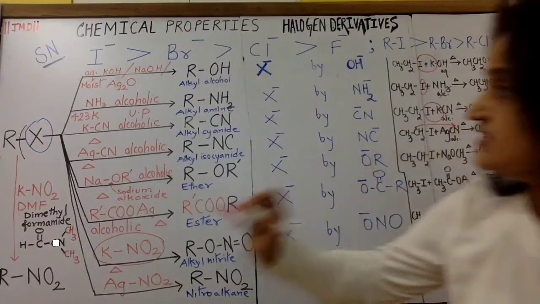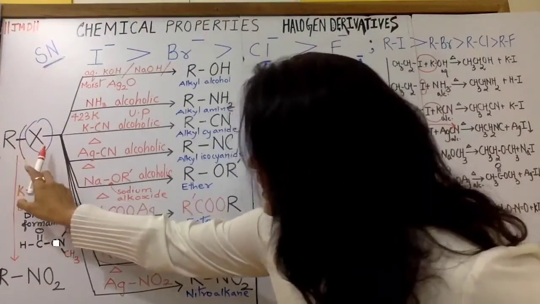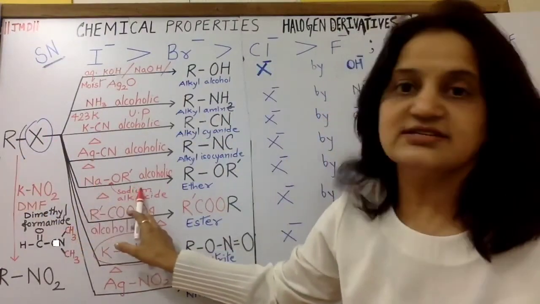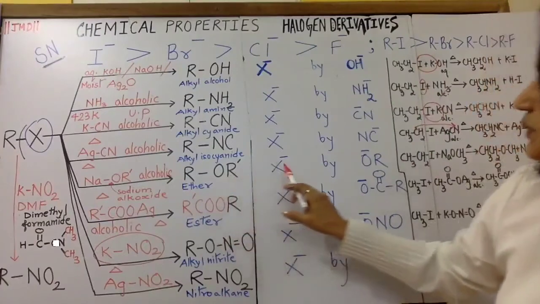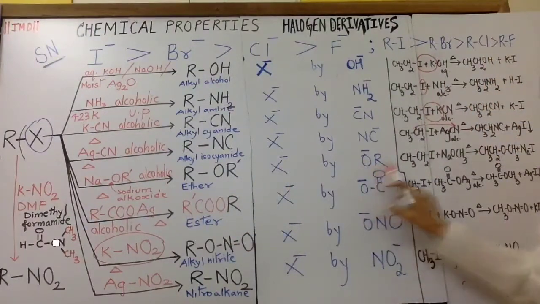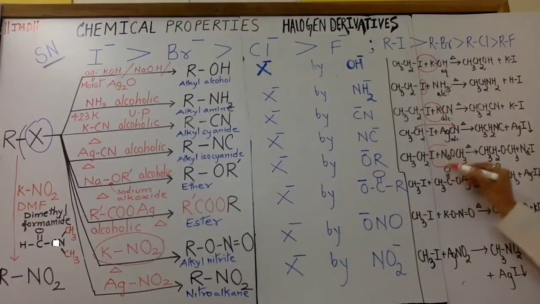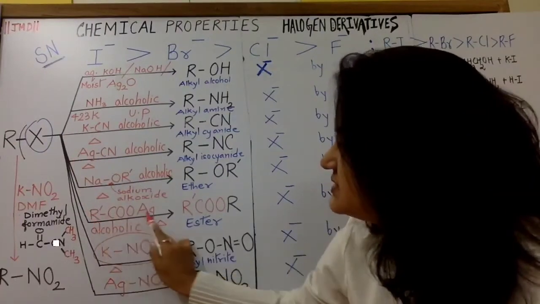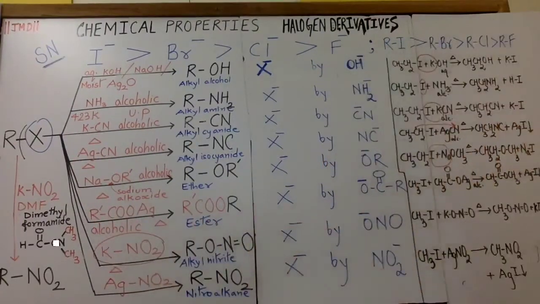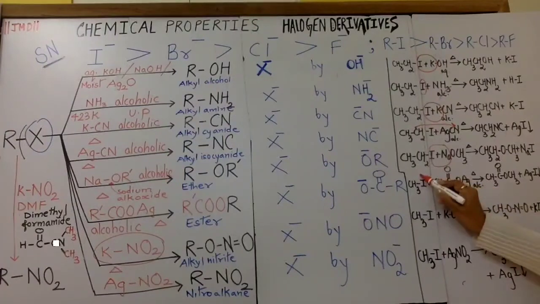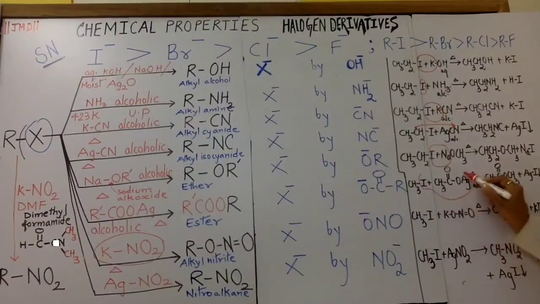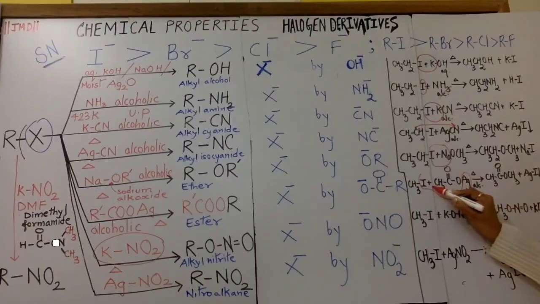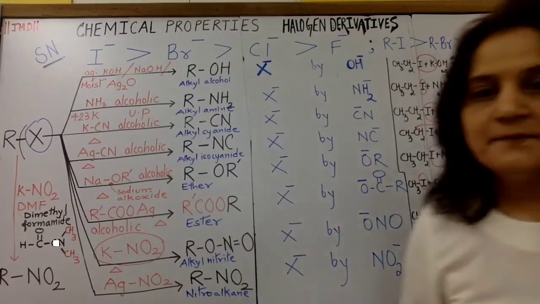Now, similarly, when an alkyl halide is treated with sodium alkoxide, I get an ether, where halide is replaced by alkoxide, and again this goes. Similarly, when an alkyl halide is treated with silver carboxylate, I get an ester, where, see, this goes. AgI is the byproduct.